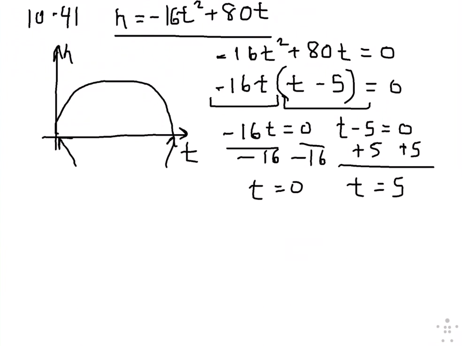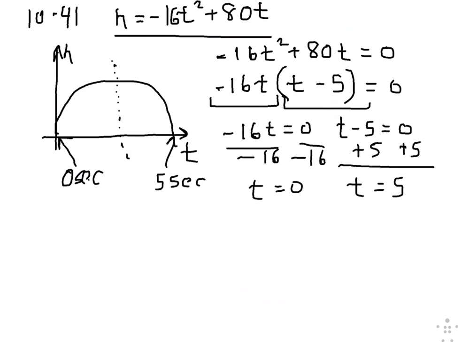So that means that this is 5 seconds. So the golf ball lands at 5 seconds, and the other one was 0 seconds. That's where the golfer hit the golf ball. And the second part of the question says, what's the maximum height of the ball during its flight? So we know that the maximum height is right in the middle because a parabola is symmetrical.